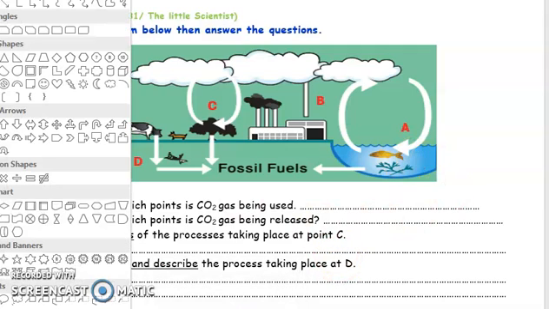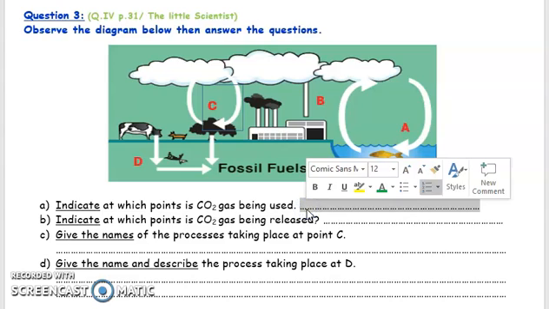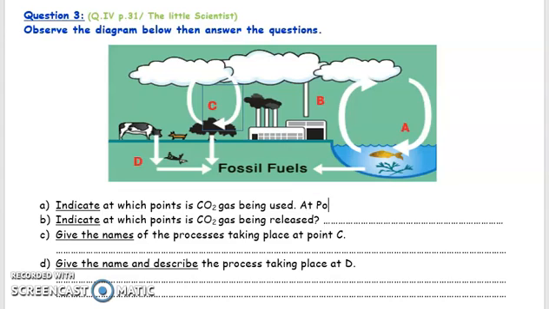And this is happening right here at point C. This is what's happening at point C. The green plant is using carbon dioxide found in the air to produce its food, which is a kind of sugar. So the answer right here will be at point C. Plant uses carbon dioxide for photosynthesis. Now, indicate at which point is carbon dioxide gas being released.